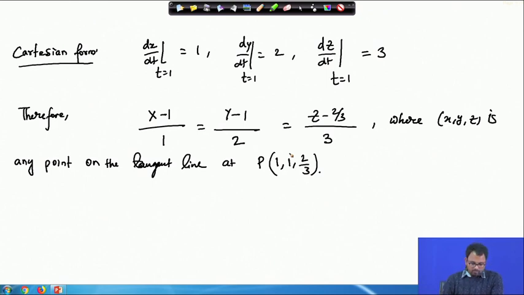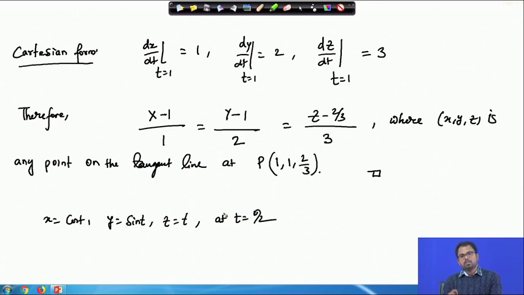And similarly, we can find the equation of the tangent line for any arbitrary curve. This example ends here, but we can have something like x equals cos t, y equals sin t, and z equals t, and let us say we want to find the equation of the tangent line at the point t equals pi/2. We will follow similar steps and use the same formula, and you will be able to calculate the tangent line in the vector form or in the Cartesian form.